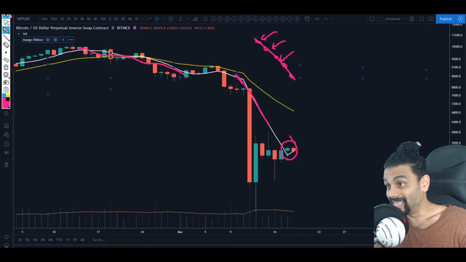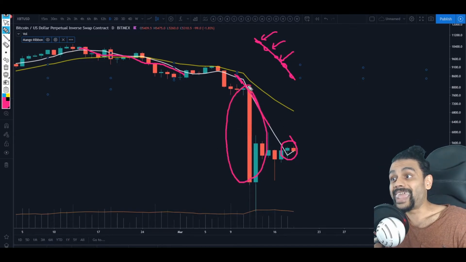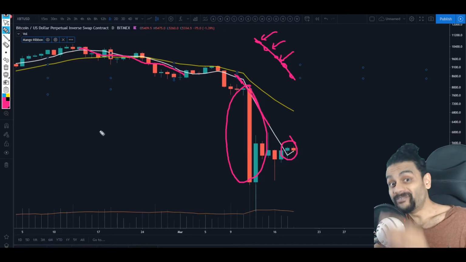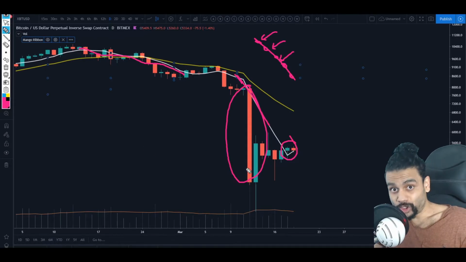Okay, so this is one way to counter an outlier event like this. But you have to be very careful to check your biases and to make sure that you're not simply changing the period to fit your directional bias.